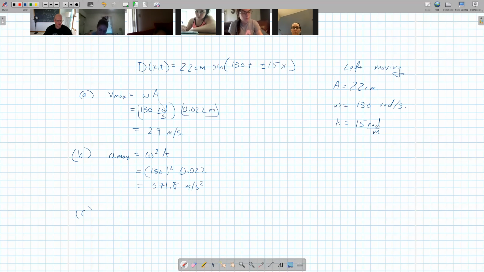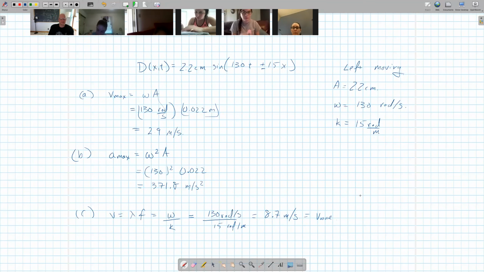And then part C wants to know, well, what is the speed of the wave? Well, we now know the speed of the wave is either equal to the wavelength times the frequency, or that's the same thing as the angular frequency divided by the wave number. Now here, in the problem, we're given what the wave number is, and we're also given what the angular frequency is. So we can simply use those two. So it's going to be equal to 130 radians per second divided by 15 radians per meter, which is the same thing as 8.7 meters per second. So this is the speed of the wave.